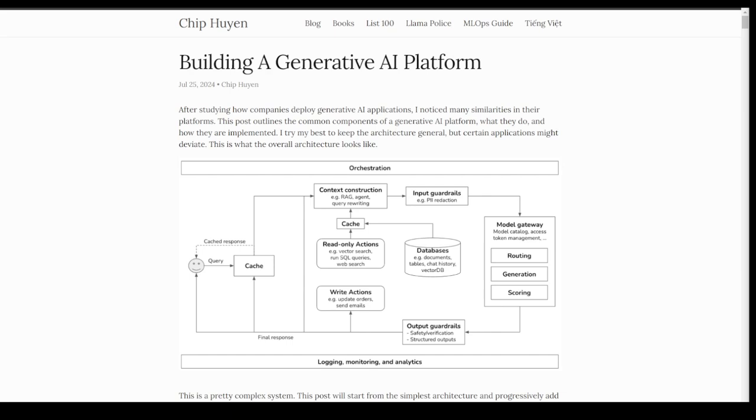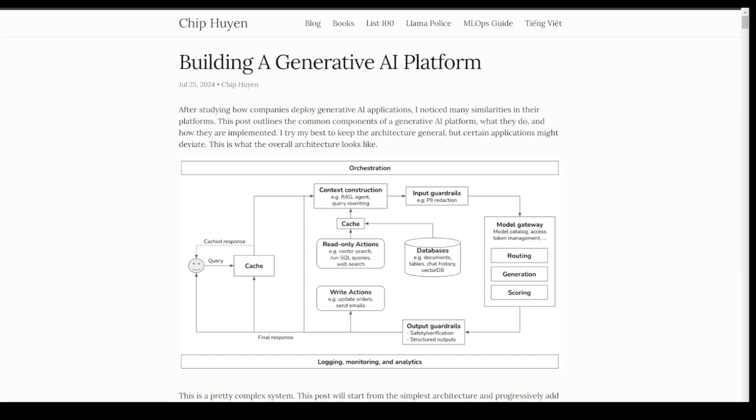So in this part of the series, we have been learning how to build or design generative AI platforms. This is the second part of the series that we started earlier. For the people who have not seen the first part, I would recommend you to please go back and watch it.